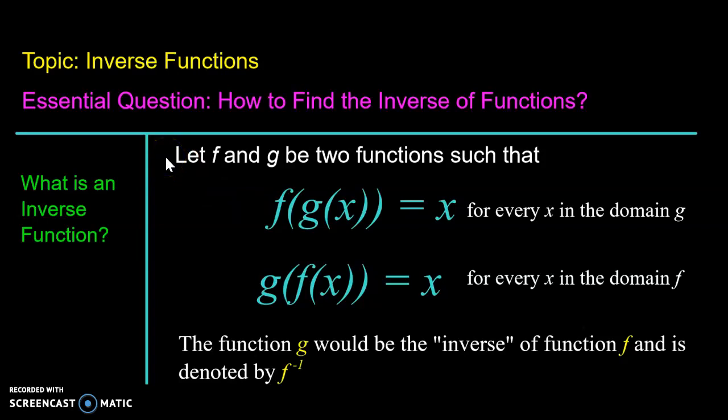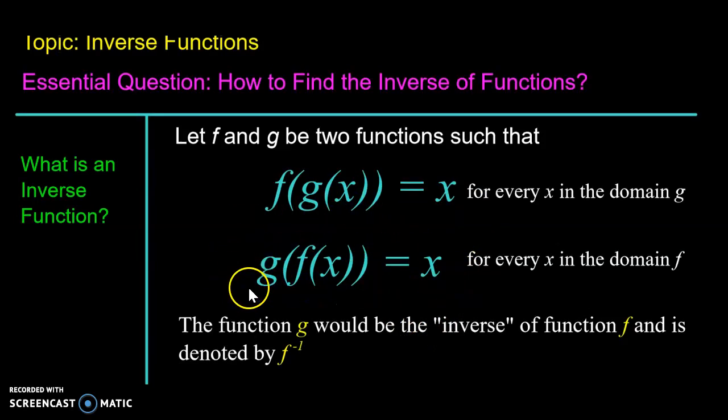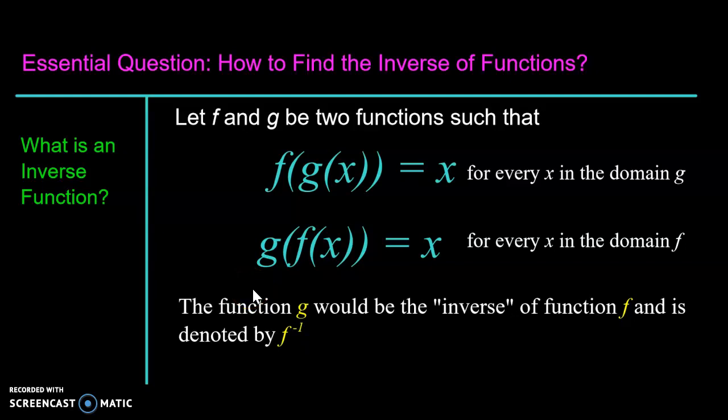Remember, we just did compositions where we have f and g be two functions. The f of g of x is going to equal x, and g of f of x is also equal to x. So they're inverses of each other when they give x. You will see this in a later lesson. It's basically undoing what you just did and getting the same thing.